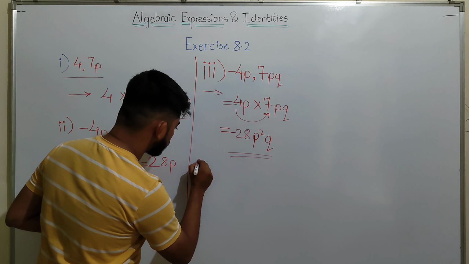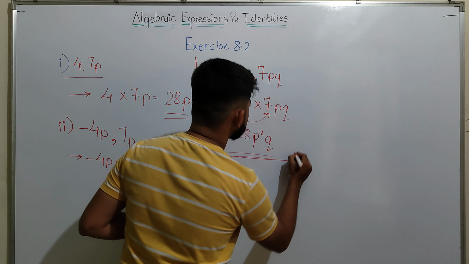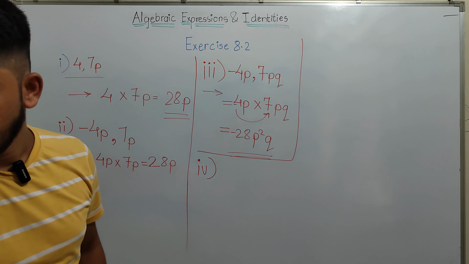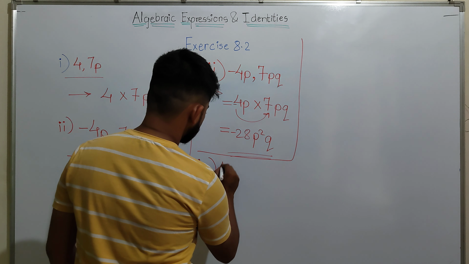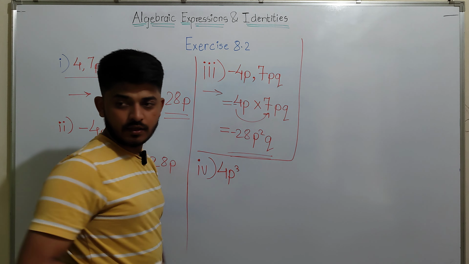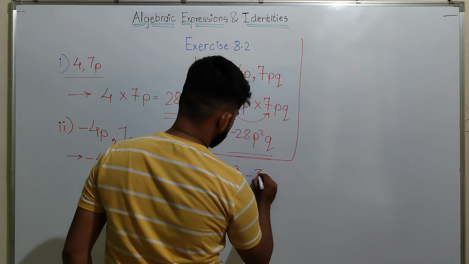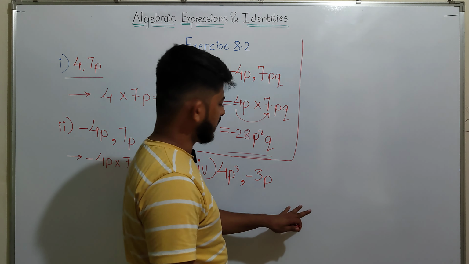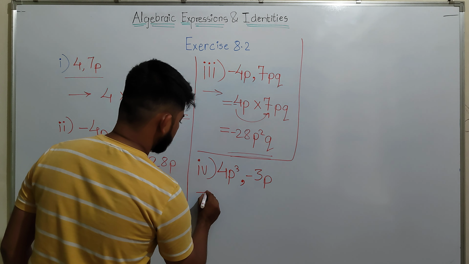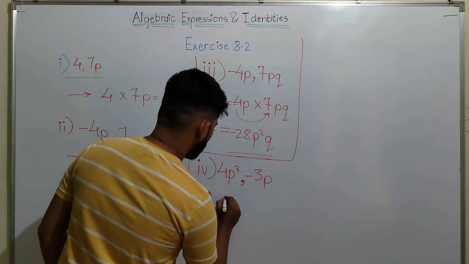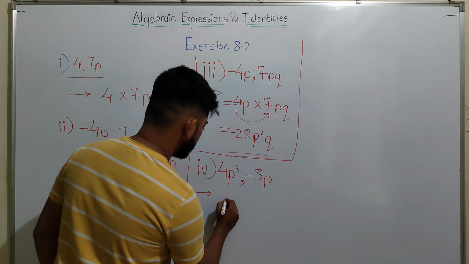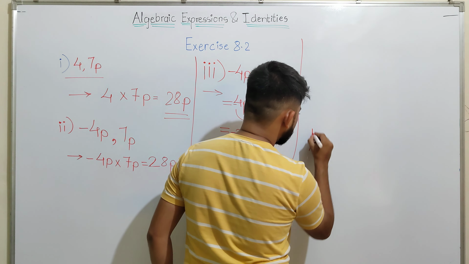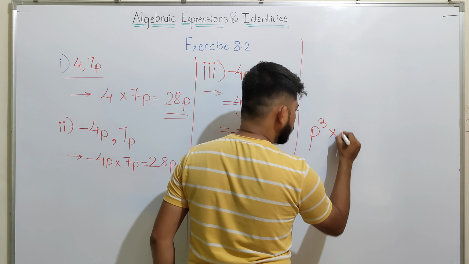Now we'll move towards the fourth one. We'll see the fourth one. 4p cube minus 3p. Now see here, 4p cube minus 3p. Now what we have to do basically, we have to multiply 4 into 3. 4 threes are 12. So we have the minus symbol over here. So minus 12. Now we have p cube into p.